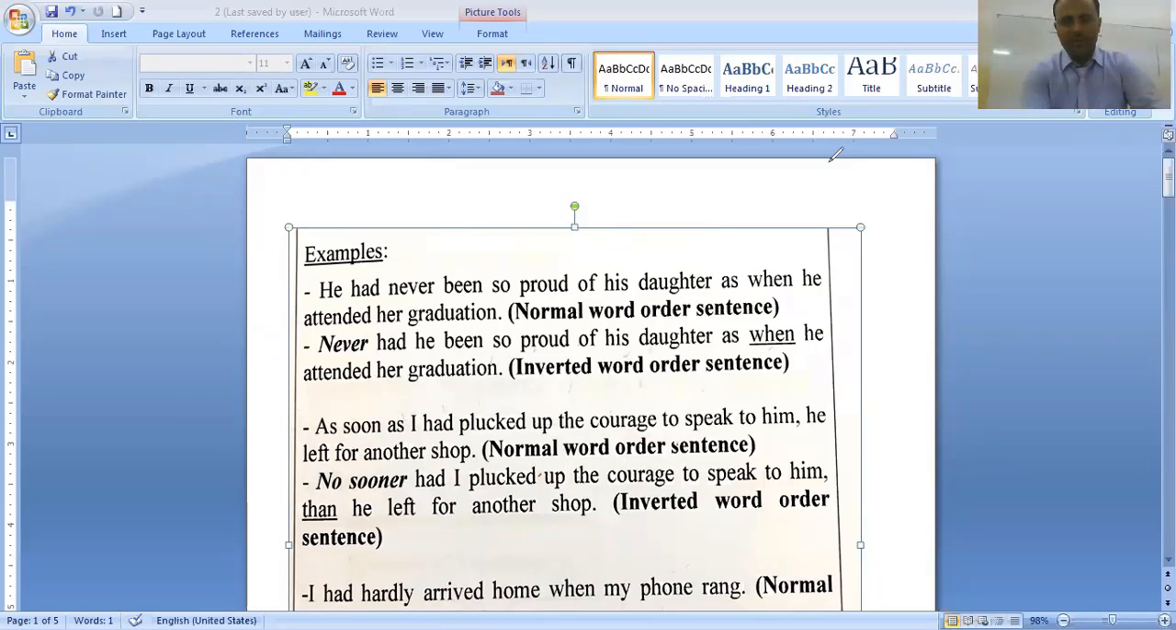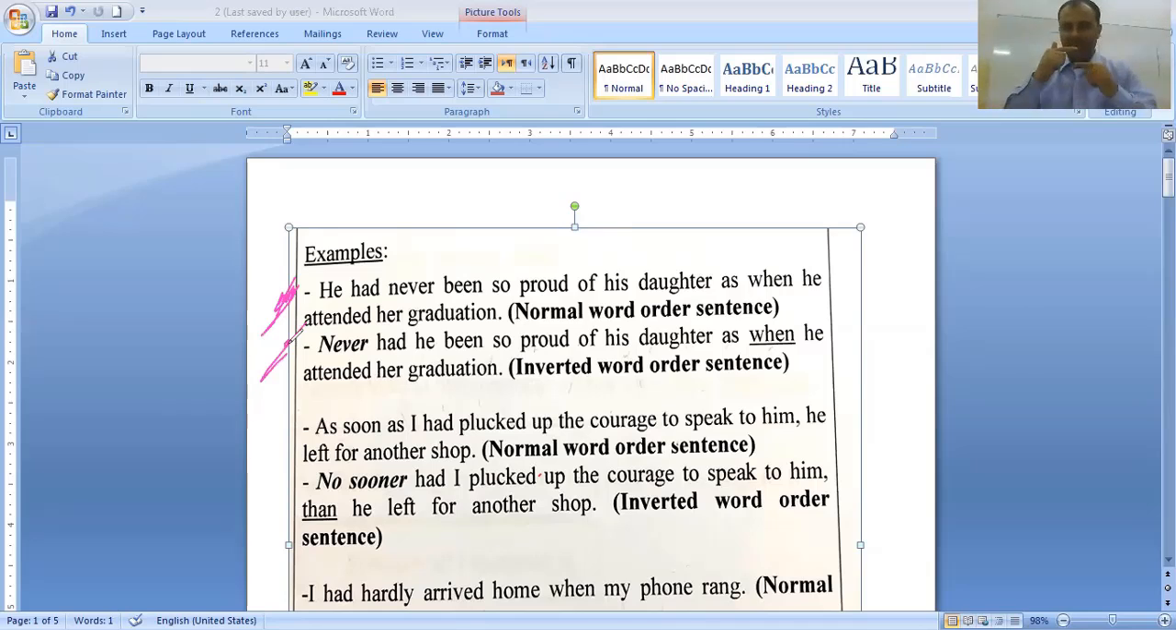The first sentence, look at the screen please. He had never been so proud of his daughter as when he attended her graduation. I'm here at this first sentence, okay? And read the second sentence here. Never had he been so proud of his daughter as when he attended her graduation.